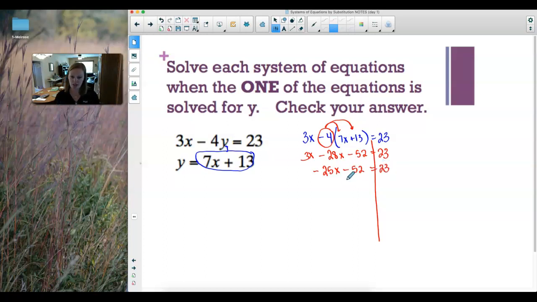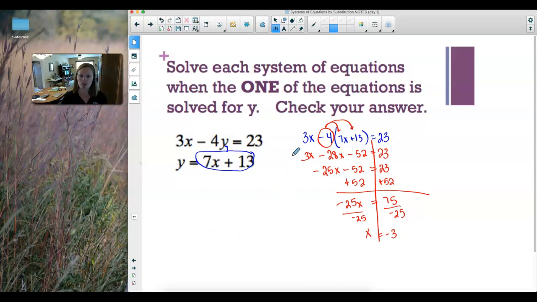Okay, we keep solving. We have to add 52 to both sides. So you have negative 25x equals 75, and then divide by negative 25. So you have x equals negative 3.